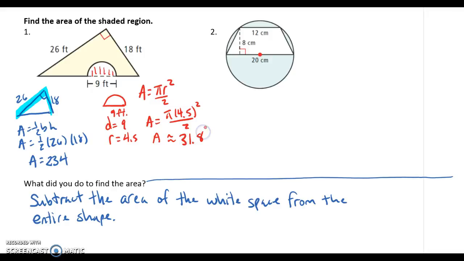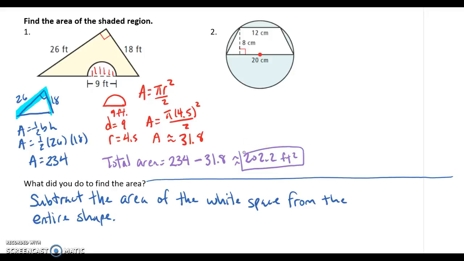So that area is going to be about 31.8. Okay, and then of course to find the total area, all we're going to do is do our game plan and subtract. So total area is the triangle minus the semicircle, the half circle, and that's going to be approximately 202.2 square feet. So that's 202.2 in case you can't read that. All right, go ahead and try out number 2 and let's see what you get. And we can check with my answer in a little bit.